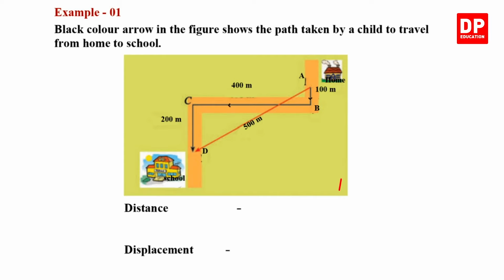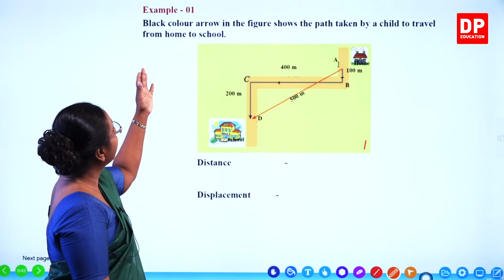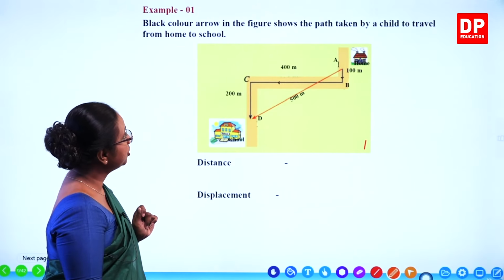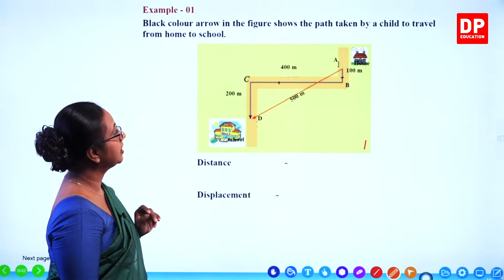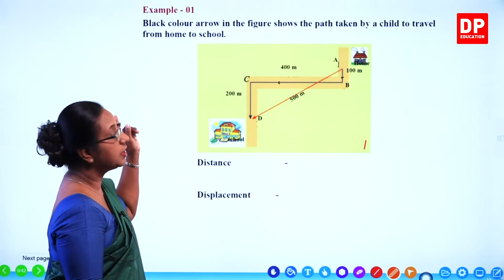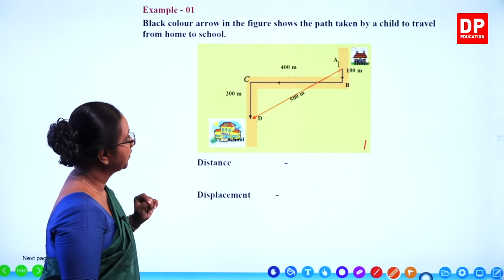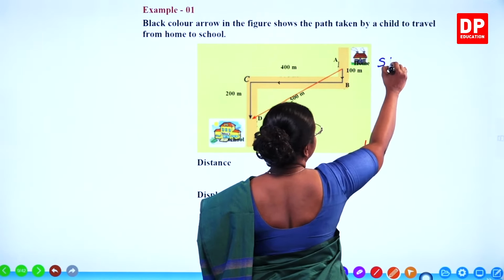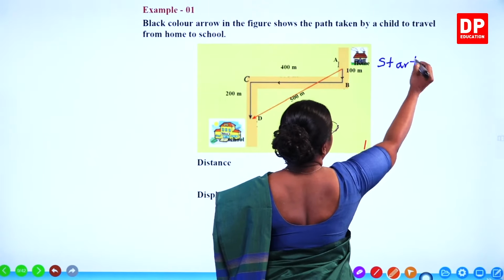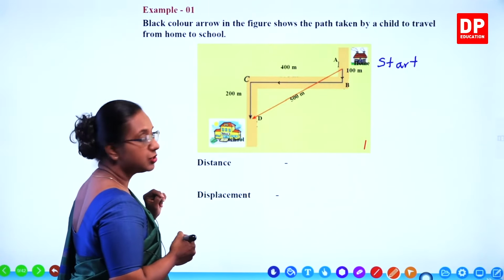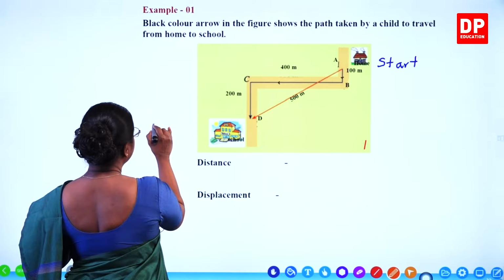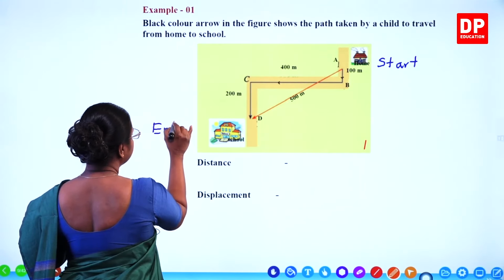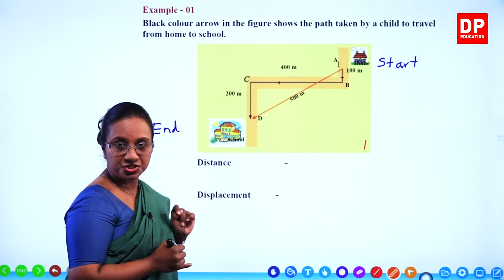So this is example 1. The black arrow in the figure shows the path taken by a child to travel from home to school. So here you can see this is the home, so that will be the start. And this is the school, which will be the end point or the destination of the child.